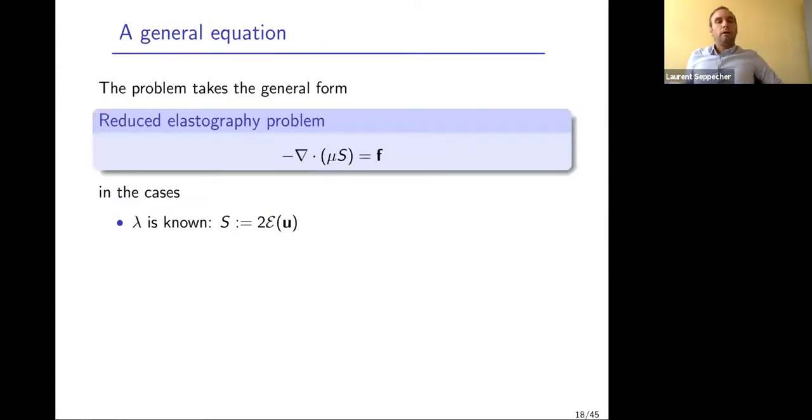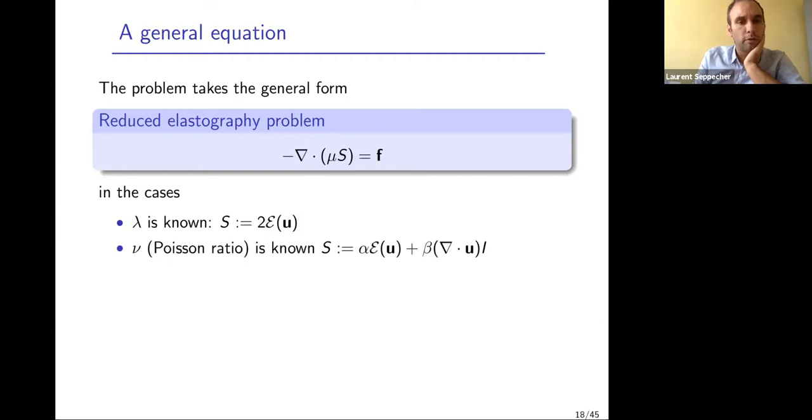And so with my colleague, we went back to this basic equation here, the reduced elastographic problem, and we assumed that the problem was posed like this, and it's true in many cases. We were quite happy about this form of equation, because if lambda is known, as we said before, S is twice the strain, and so you have this equation. Also, if the Poisson ratio is known, you can build the S with the linear mix of the strain and divergence times identity. You will get the same equation here.